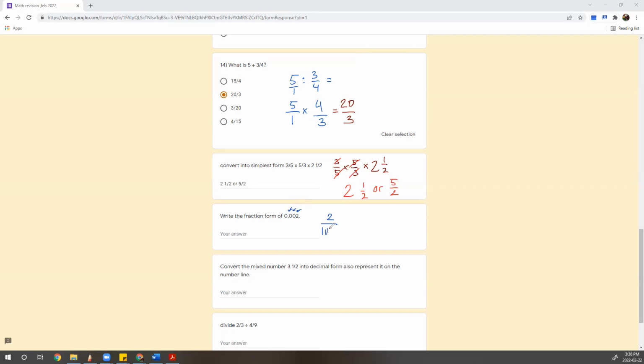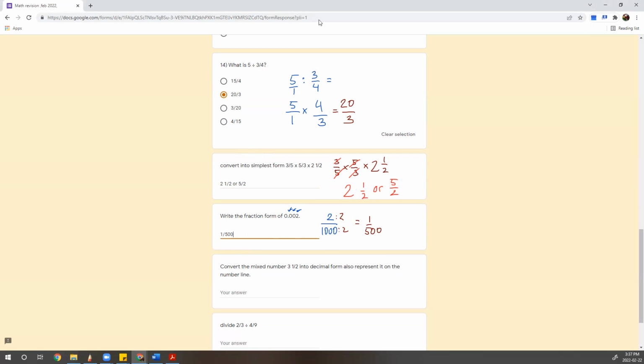So it has to be 1000, right? So 3 zeros. And then what next? You can simplify. You can divide by 2, divide by 2, 1 over 500, right? Because 2 divided by 2 is 1. 1000 divided by 2 is 500. So 1 over 500. Okay.